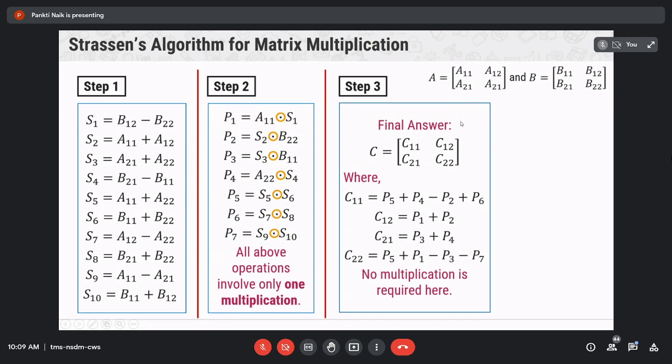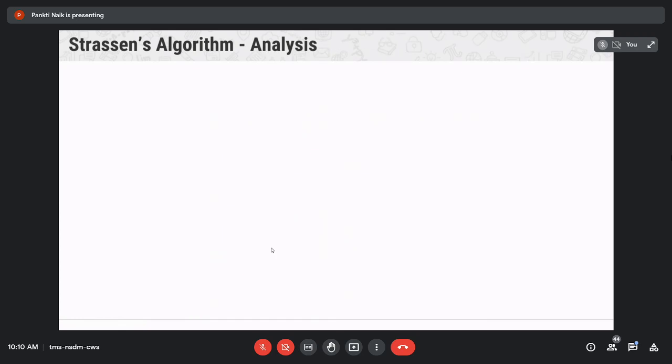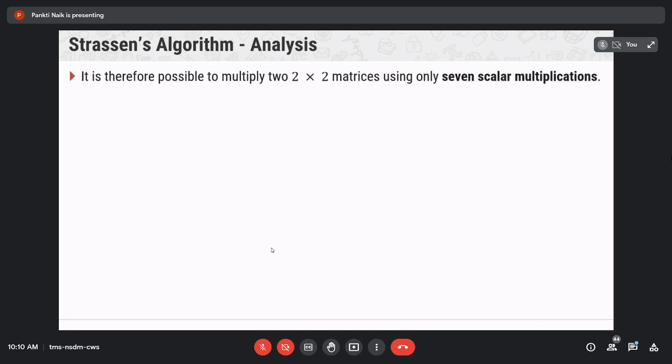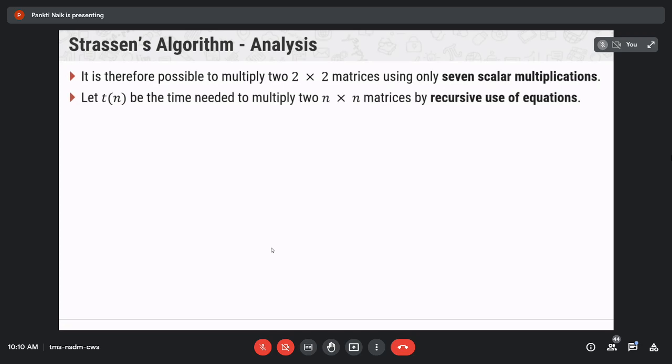So to get the final multiplication matrix C, we require only 7 multiplications instead of 8 multiplications in the simple matrix multiplication algorithm. So the main aim is fulfilled here. We can get the final multiplication answer using only 7 multiplications instead of 8. Therefore it is possible to multiply 2 cross 2 matrices using only 7 scalar multiplications.